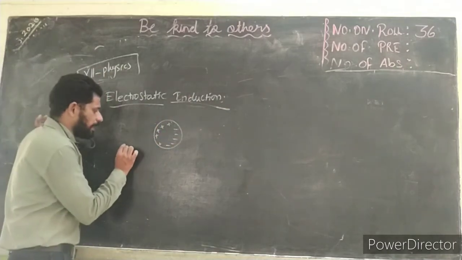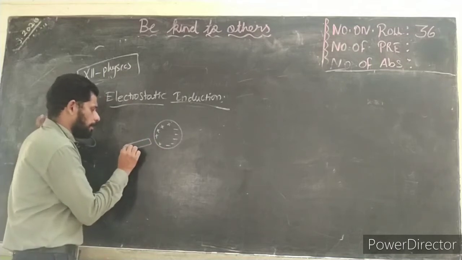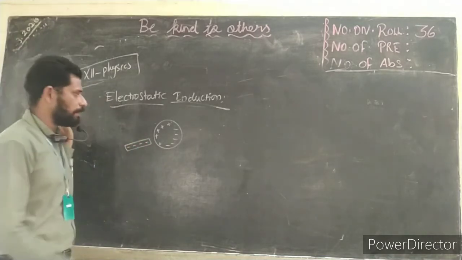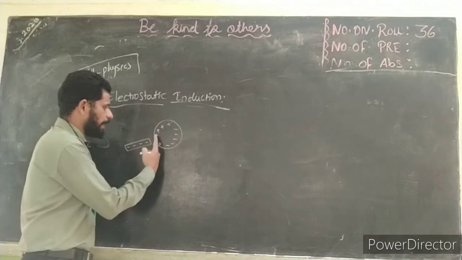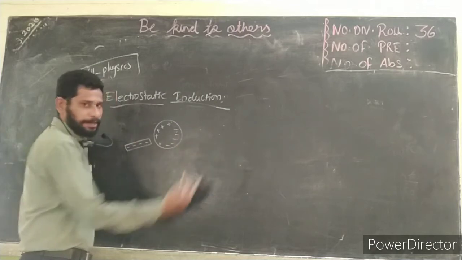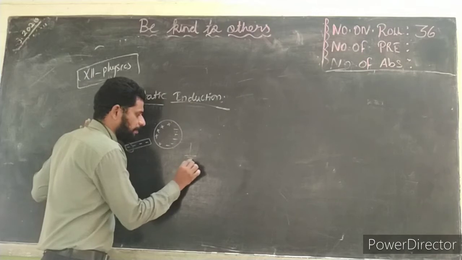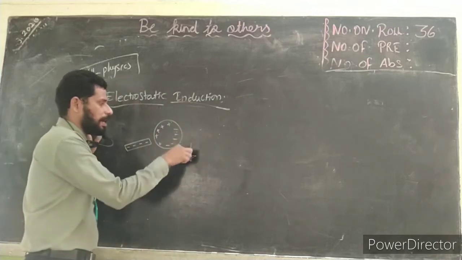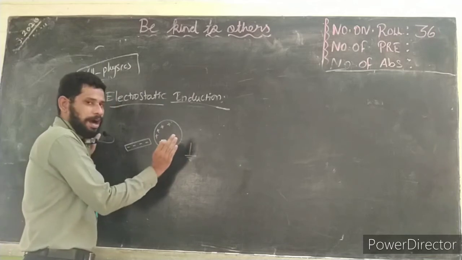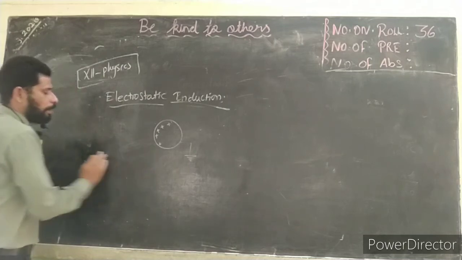Now I am bringing a negatively charged rod near that metal sphere. What will happen? All the positive charges will be attracted towards this rod, and the negative charges will be repelled away. Now I can earth these negative charges into the ground. What will happen? All the negative charges will be grounded. Now I can remove this rod also. What will happen?